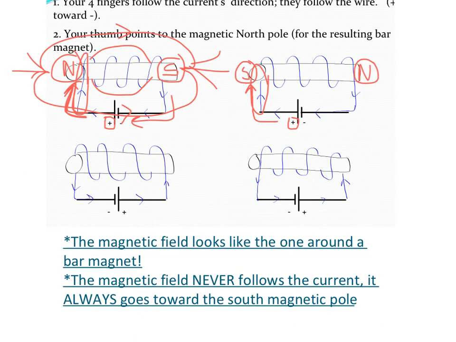So note that the magnetic field looks like the one around the bar magnet for a solenoid, and the magnetic field never follows the current. It always goes towards the south magnetic pole.